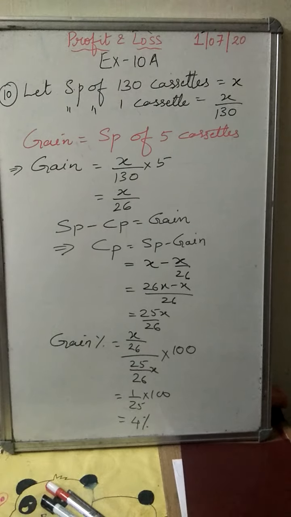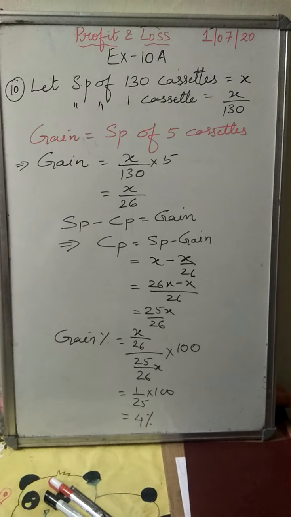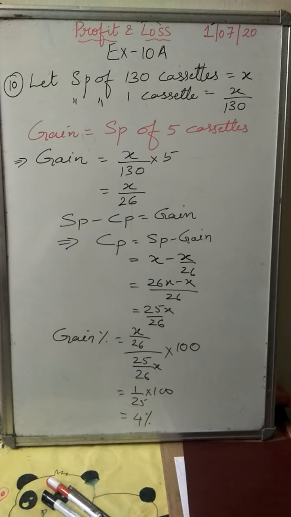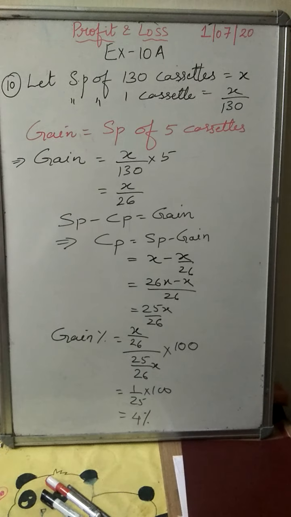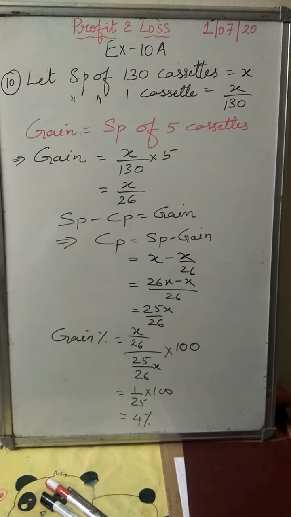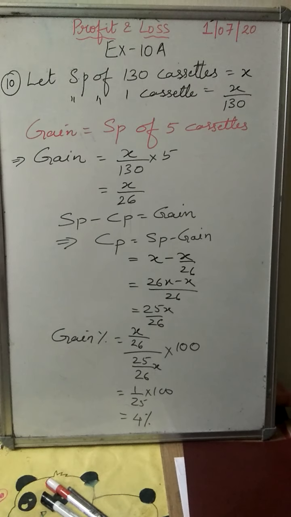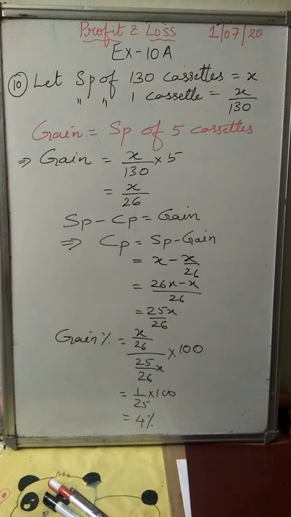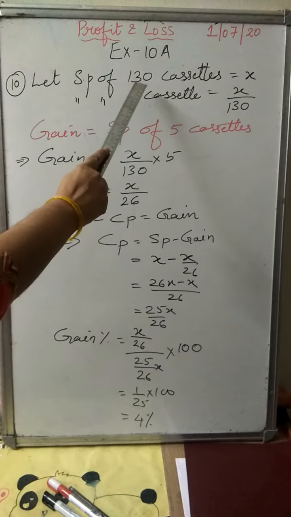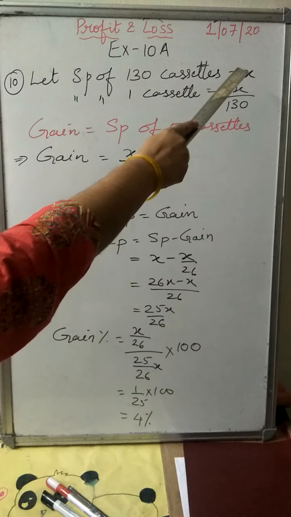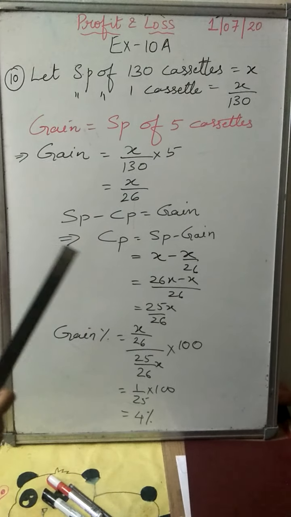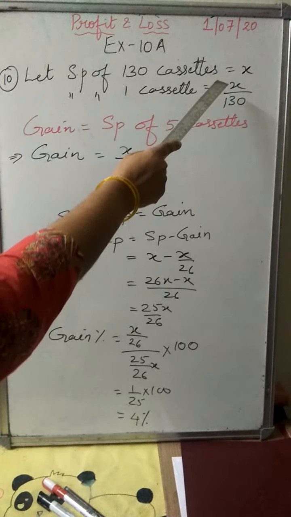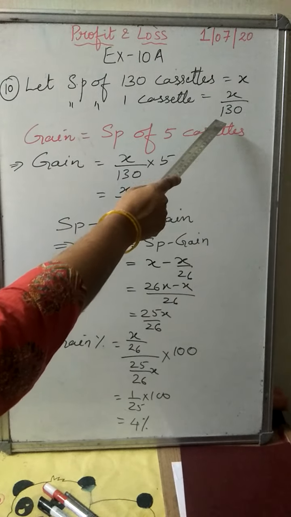Now let us see question number 10. Let me read the question first. By selling 130 cassettes, a man gains an amount equal to the selling price of 5 cassettes. Find gain percent. So for this question, let us assume that selling price of 130 cassettes is rupees X. So selling price of one cassette will be X by 130.